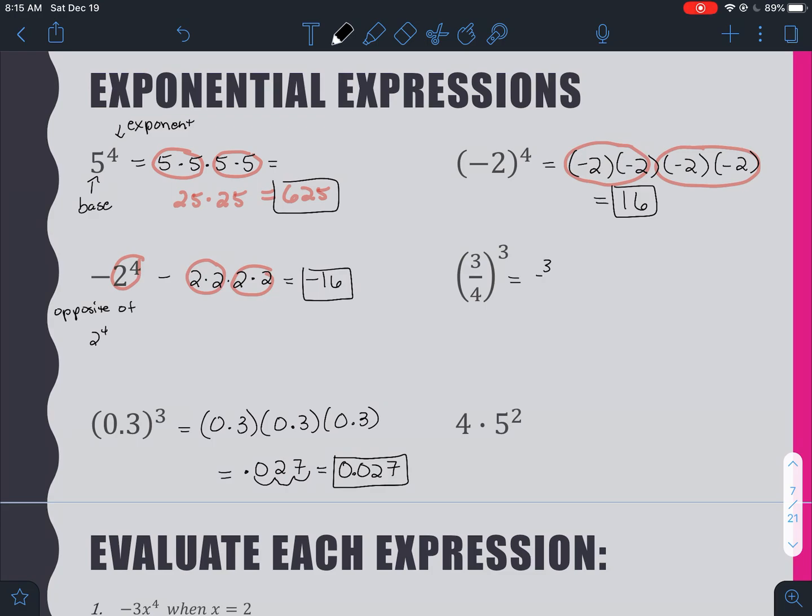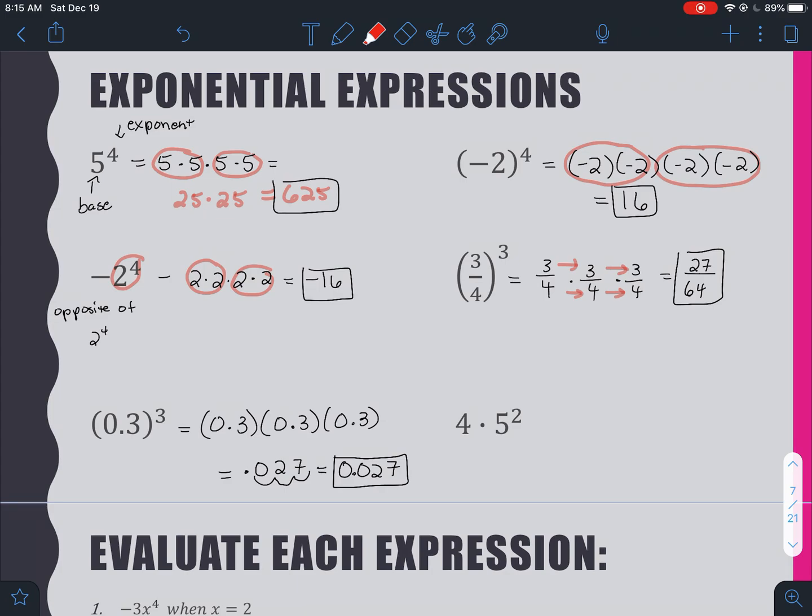Fractions work the same way. So 3/4 raised to the 3rd power would be 3/4 times 3/4 times 3/4. And remember, when you're multiplying fractions, you multiply straight across the numerators and you multiply straight across the denominators. So 3 times 3 times 3 is 27. 4 times 4 times 4 is 64. So this is going to be 27 over 64.